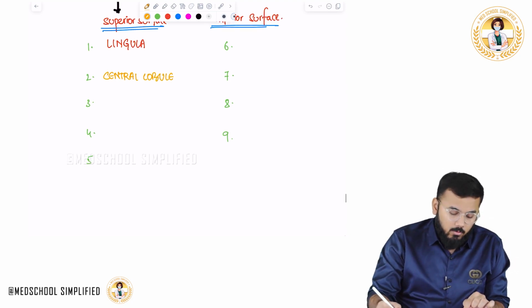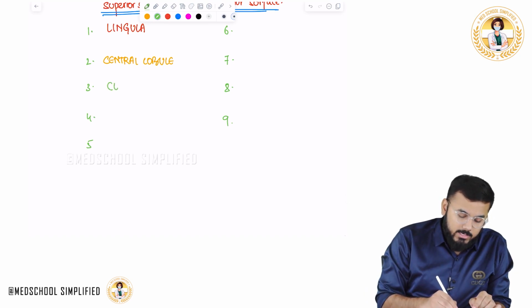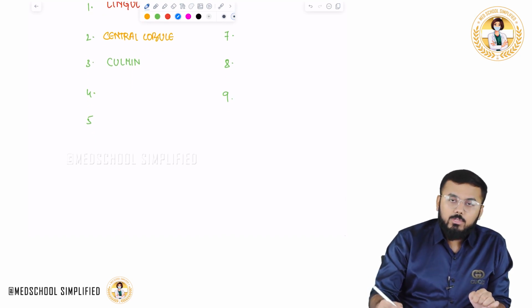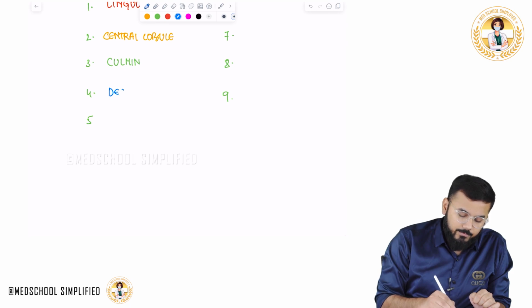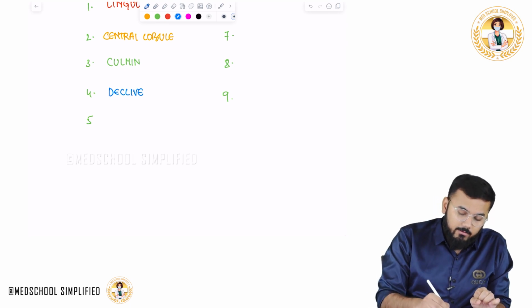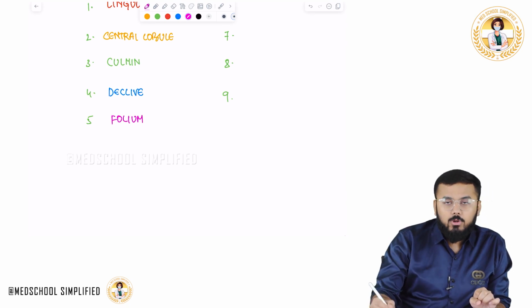Central lobule. Now what is the name of lobule number 3? That is called culmen. Lobule number 4 is called declive. And lobule number 5 is called folium.